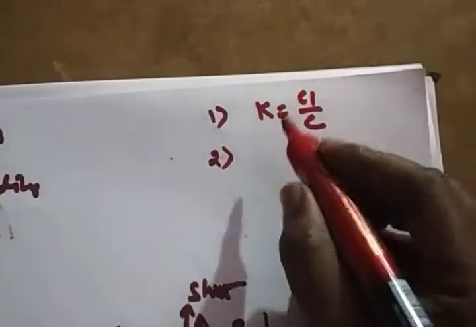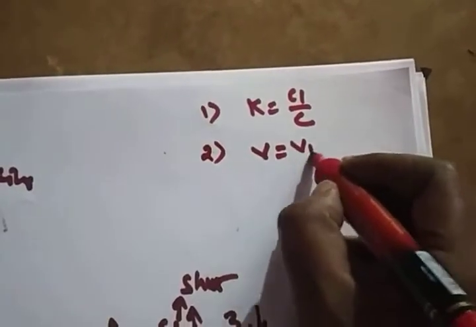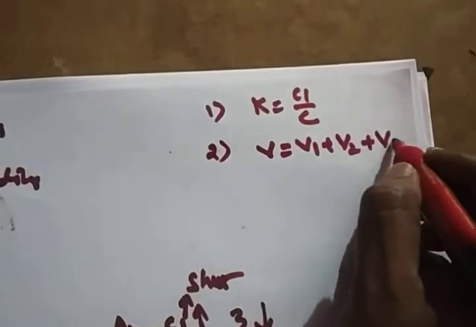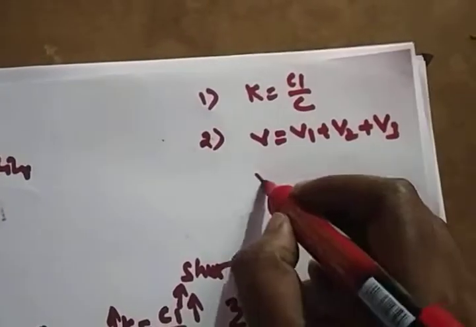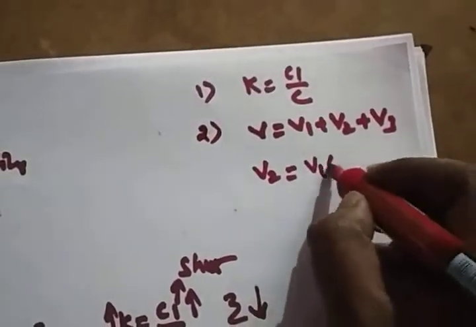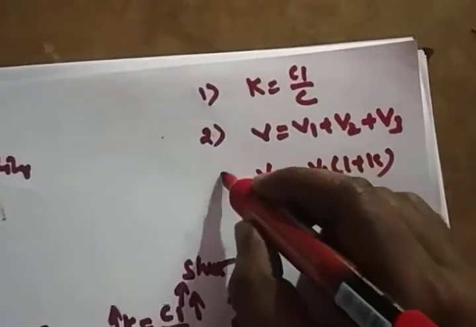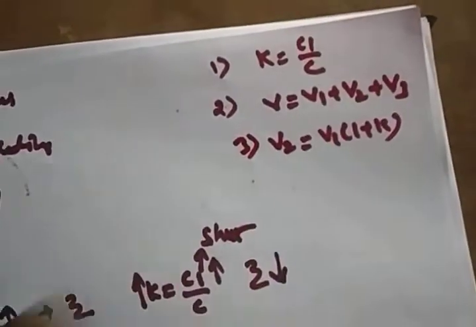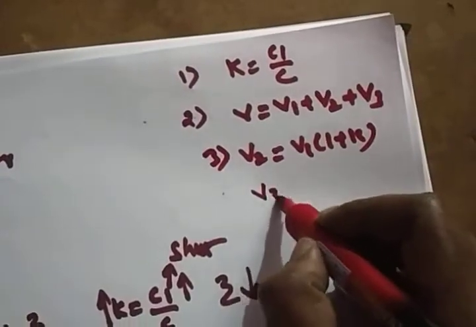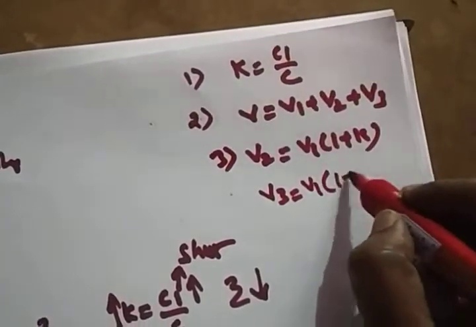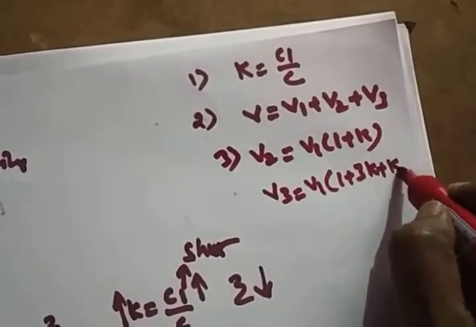After that, what is the formula? V is equal to V1 plus V2 plus V3. So this is a phase voltage. V2 is equal to V1 into 1 plus K. This is the third formula. We already derived all these formulas, right? What is V3? V1 into 1 plus 3K plus K square.